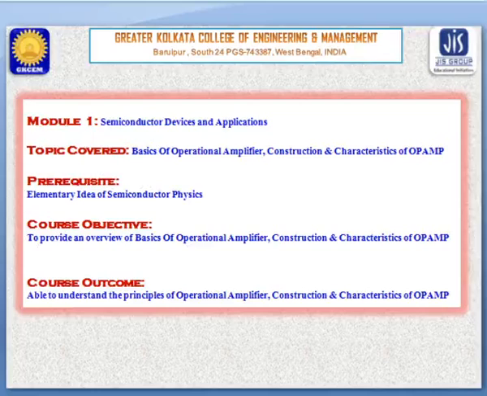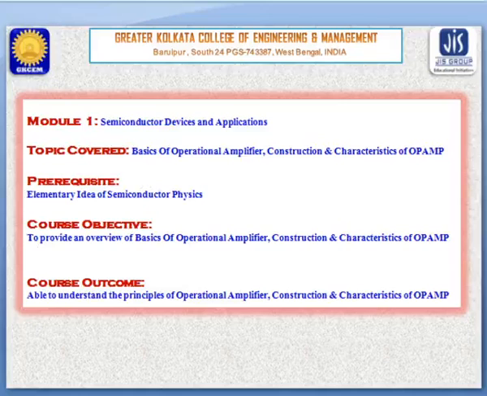Now, in today's class, the topic that I am going to discuss is basics of operational amplifier. In short, it is called OPAMP. Construction and characteristics of OPAMP. So these topics are also under module 1, that is semiconductor device and applications. Prerequisite for these topics is elementary idea of semiconductor physics.